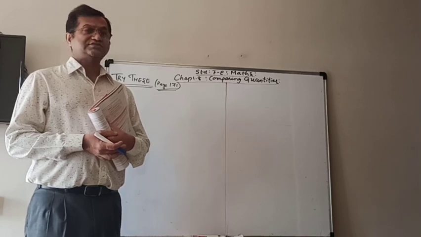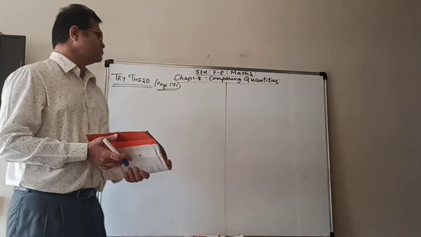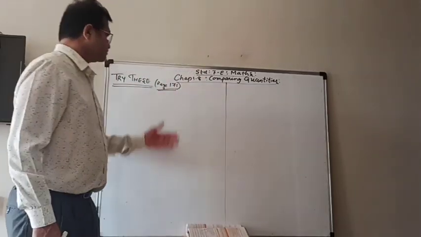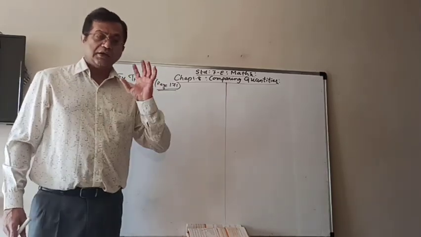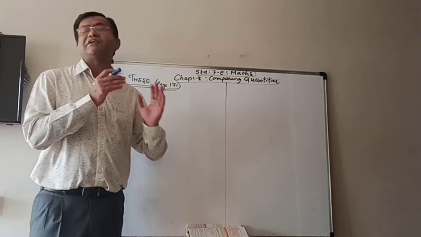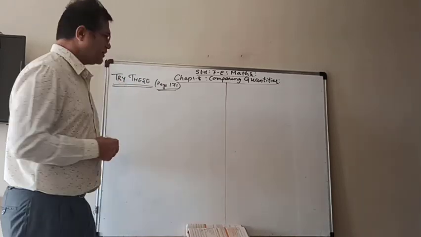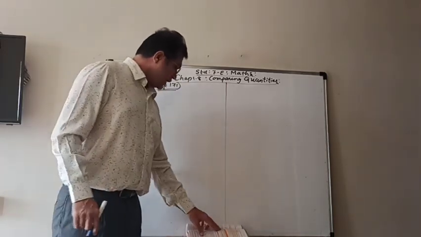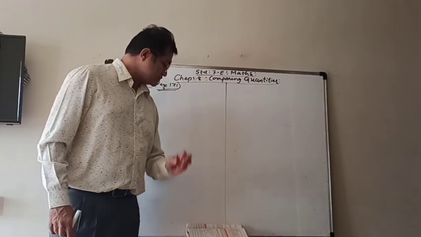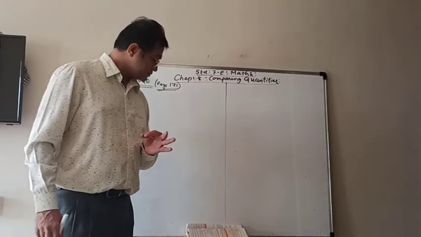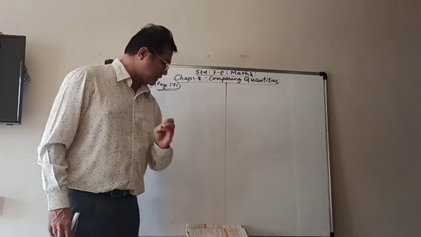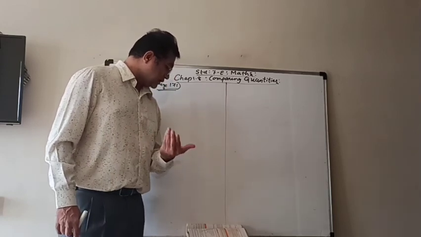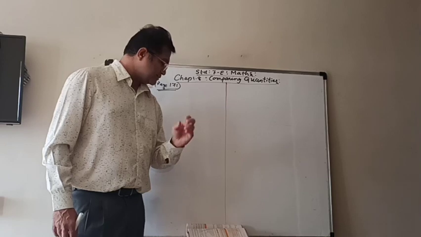Now there is a Try This on page number 171. We are going to read the question. I'm not going to copy the question. I will read the question and whatever is given we will write down and then we will find out the answer. So now question number 1 is that you have rupees 2400 in your account and the interest rate is 5%. After how many years would you earn rupees 240 as interest?